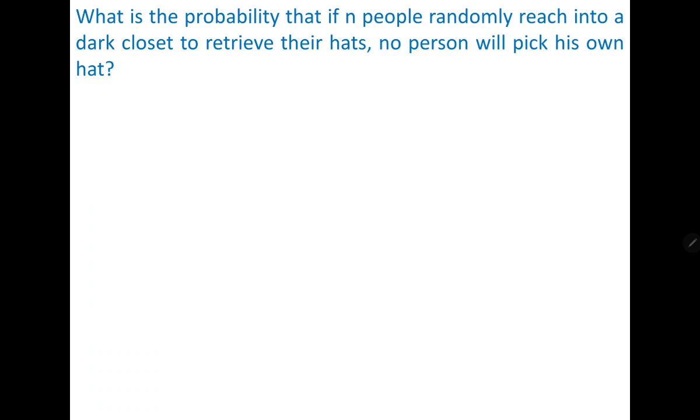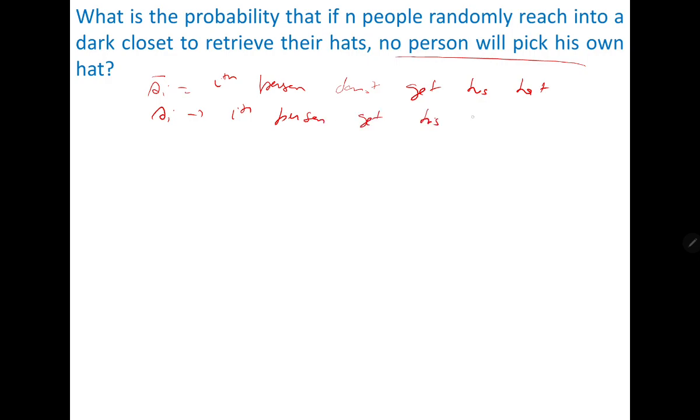What is the probability that if n people randomly reach into a dark closet to retrieve their hats, no person will pick his own hat? So no person will pick his own hat. It means Ai bar is the ith person does not get his hat, and Ai is the ith person gets his hat.